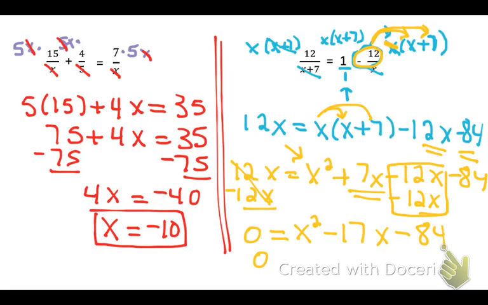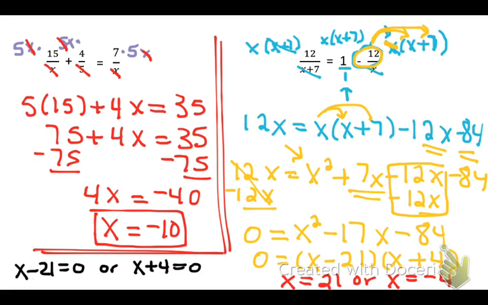And then we want to factor. And we need to find something that multiplies to negative 84, yet adds to negative 17. So that would be minus 21 and plus 4. Multiplies to negative 84 and adds to negative 17. Then we set each parenthesis equal to 0 using our zero product property, and we can find out that our answer is going to be x equals 21 or x equals negative 4.